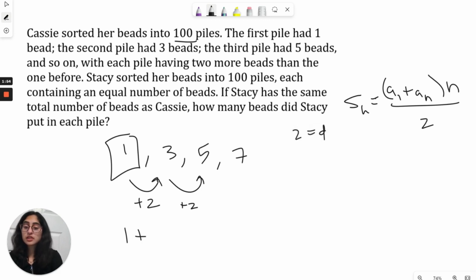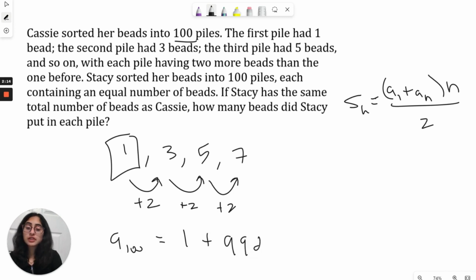So our second term is going to be equal to 1 plus d. Now our third term, 5, is just going to be equal to 1 plus 2d. Our fourth term is going to be equal to 1 plus 3d. So I'm thinking you guys can sort of see the pattern here. So our 100th term is just going to be equal to our first term, 1, plus 99 times that common difference. So it's just going to be equal to 1 plus 99 times 2. So that's equal to 199.